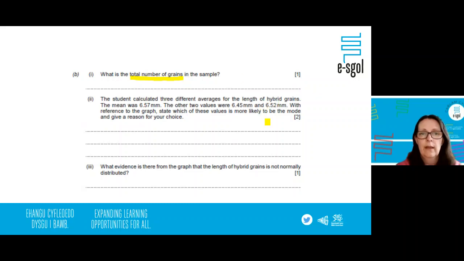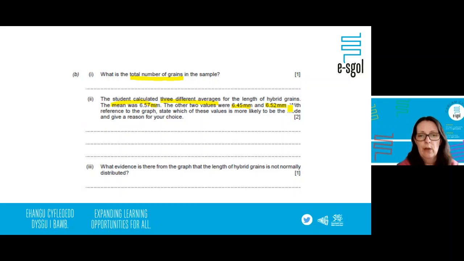Then the second part here: the student calculated 3 different averages for the length of hybrid grains. The mean was 6.57, and the 2 other values were 6.45 and 6.52. So with reference to the graph, so we've got to go back and look at the graph, state which of these values is more likely to be the mode, and then give a reason for your choice. So that's 2 marks. So we need to think about looking back at the graph and then give a reason why it's more likely to be the mode, which one of those values, and give the reason for that.